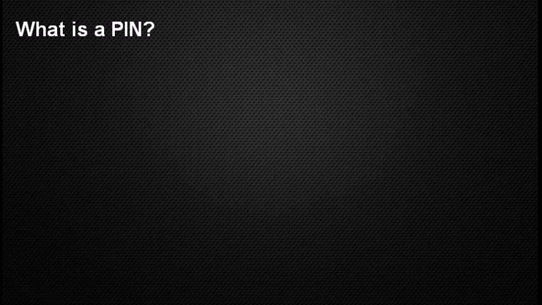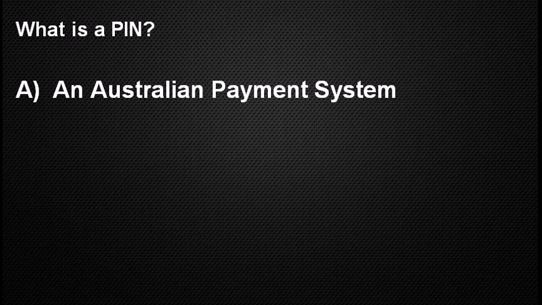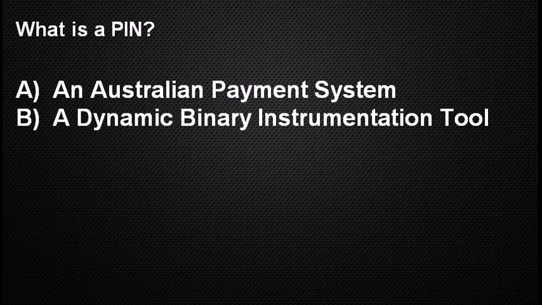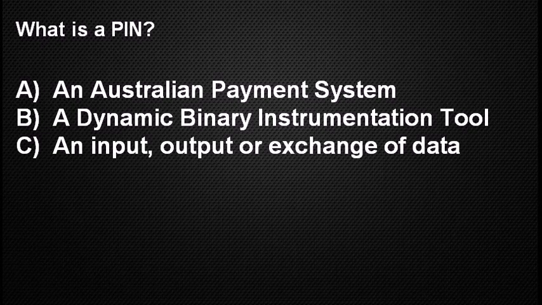A pin is either A, an Australian payment system, B, a dynamic binary instrumentation tool, or C, an input, output, or exchange of data. And the context of all of this is a pin is something that is used in VidBlaster. So what is a pin? Is it A, B, or C?